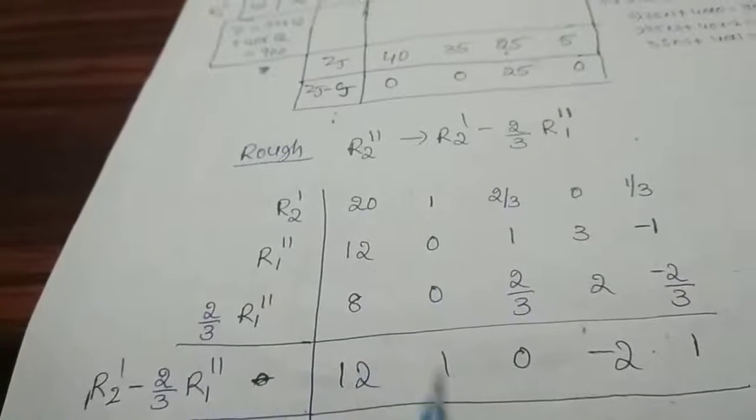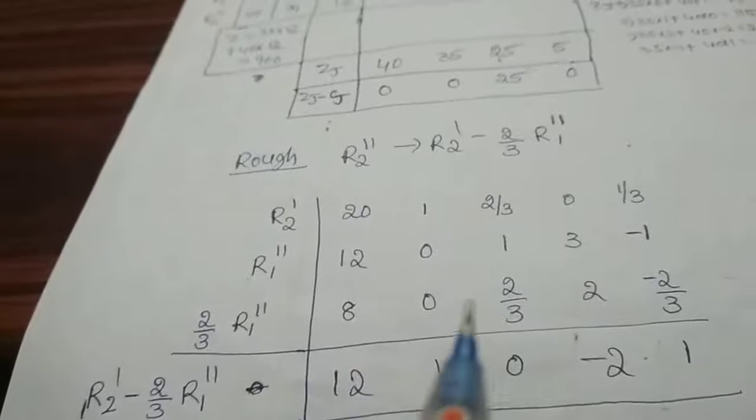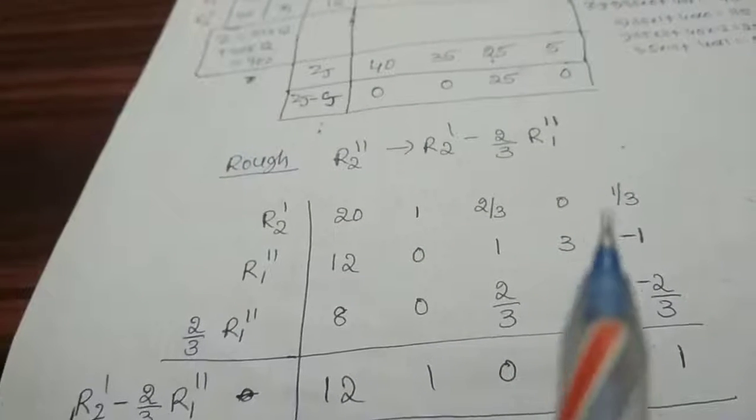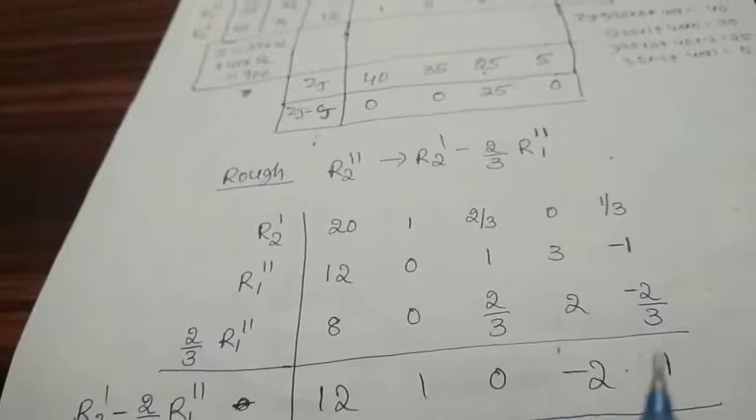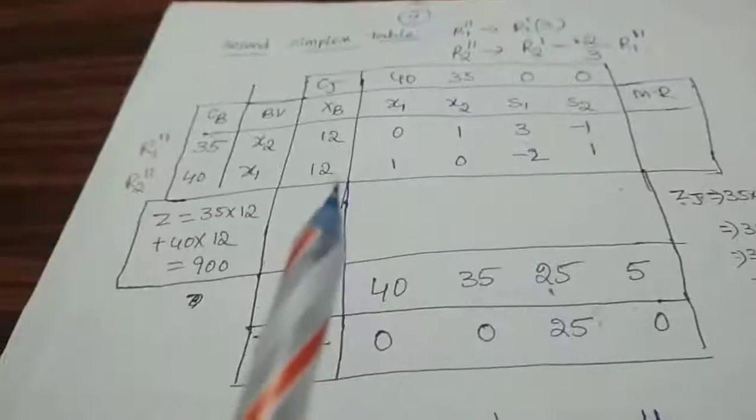Now r2 dash minus 2 by 3 into r1 double dash: 20 minus 8 equals 12. 1 minus 0 equals 1. 2 by 3 minus 2 by 3 equals 0. 0 minus 2 equals minus 2. 1 by 3 minus 2 by 3... the value is 1. So these are the values given here: 12, 1, 0, minus 2, 1.